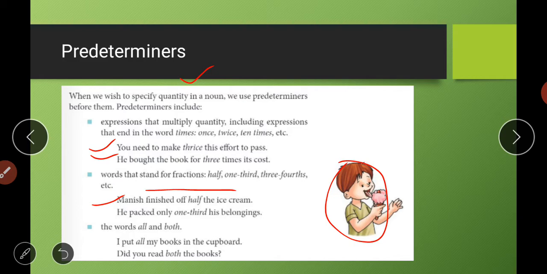So yes, Manish finished off half the ice cream. He packed only one third of his belongings, meaning out of whatever he owns, he packed one third of those. So we are talking about fractions like this.